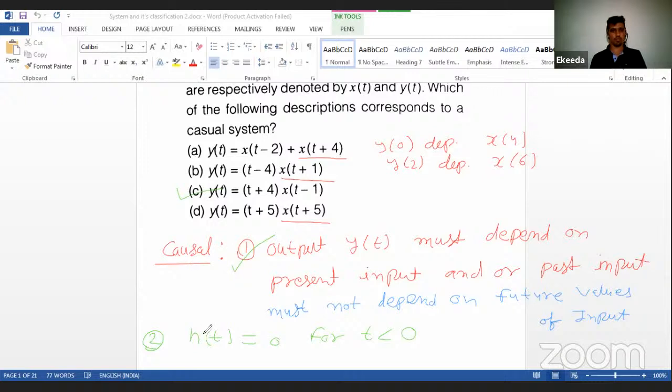You can use the second method also to determine the solution. For that, you have to first determine h(t). So to determine h(t), you just put input equals to delta(t), which gives delta(t) plus 4 delta(t minus 1). So on solving, you will get 5 delta(t minus 1). So on plot, you will see that this will exist.